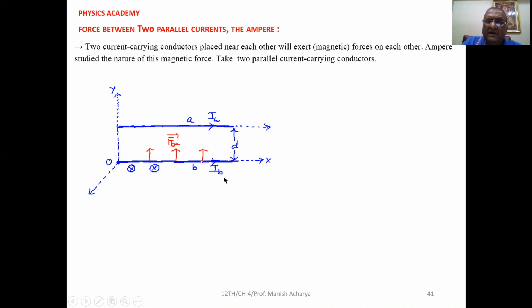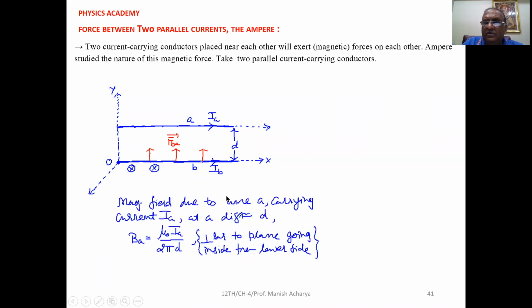Okay. Now see here. Suppose first we think about the magnetic field of wire A, which one is carrying current IA, at perpendicular distance D from the wire. Then in previous theory, we already studied this thing. Magnetic field of A, that we can write mu 0 IA upon 2 pi D.